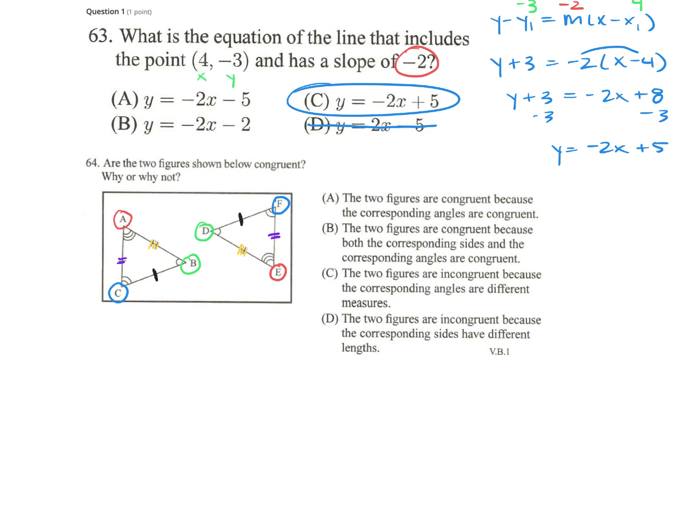So let's read through our options. It says the two figures are congruent because the corresponding angles are congruent. Well, although that's true, angle is not enough to prove. The two figures are congruent because both the corresponding sides and the corresponding angles are congruent. That's feeling good so far, but let's read through the others. The two figures are incongruent because the corresponding angles are different. Well, that's not true. And then it says that the two figures are incongruent because the corresponding sides have different lengths. Well, that's not true either, so I'm going with option B.